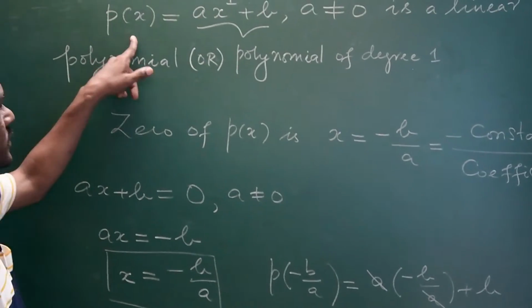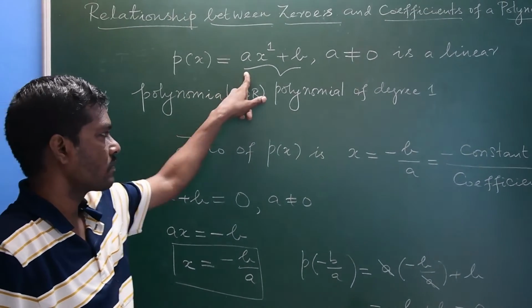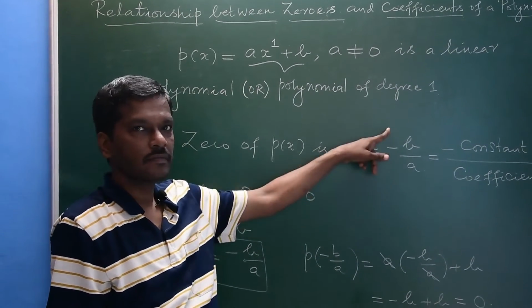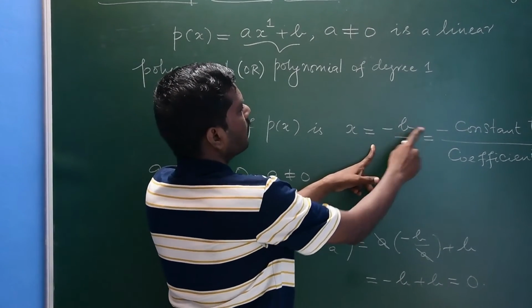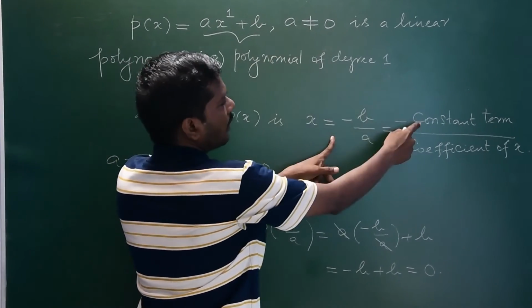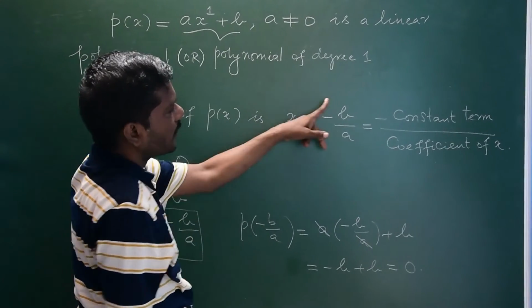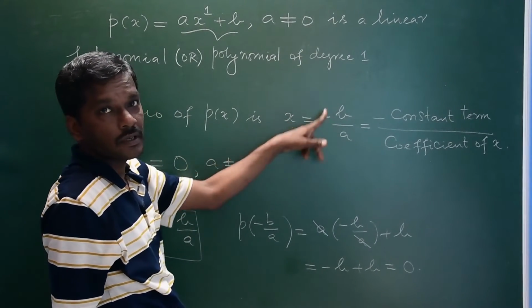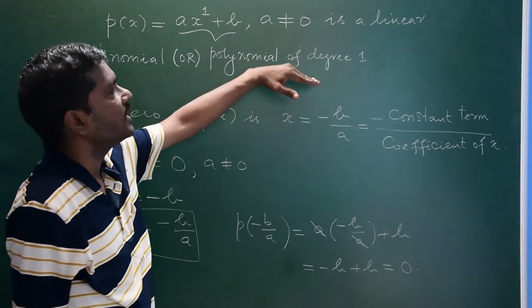So the zero of this linear polynomial is minus b by a. Here b is the constant term, and a is the coefficient of x. So the zero is expressed in terms of the coefficients. This is for the linear polynomial.